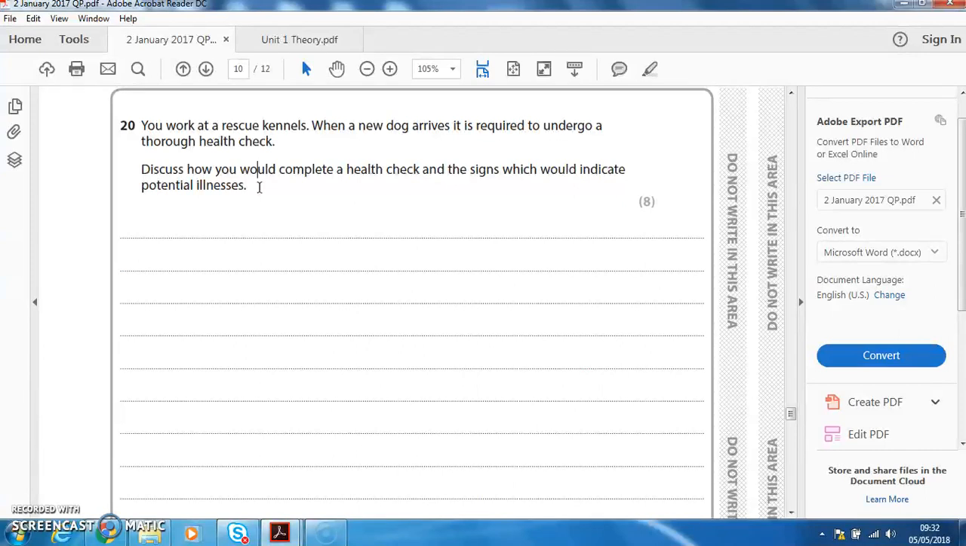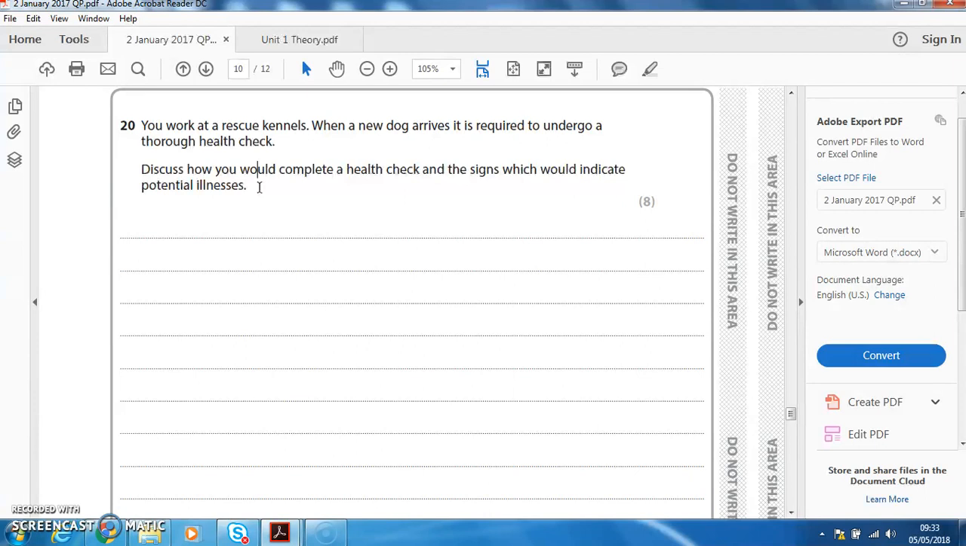Number 1, a visual check for any pain or anxiety. A sign of an illness might be that it's limping or making a noise or shaking. Secondly, check its eyes after you've done a visual check to see if there's any discharge from the eyes. Check its nose, any discharge from its nose.